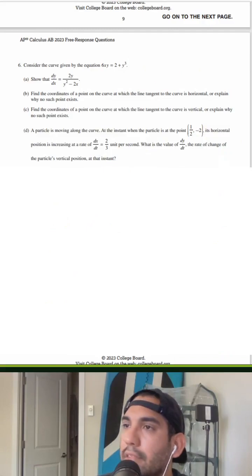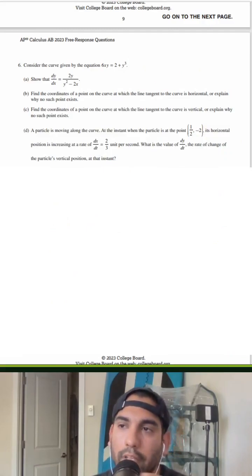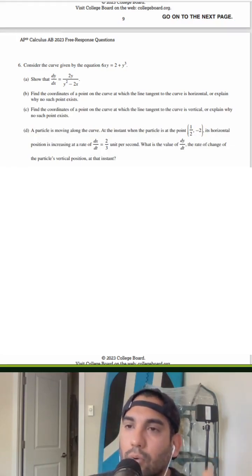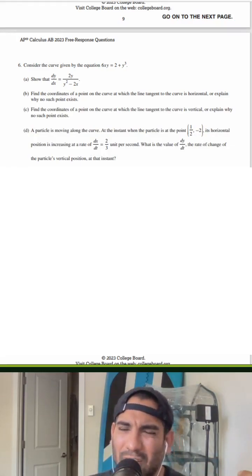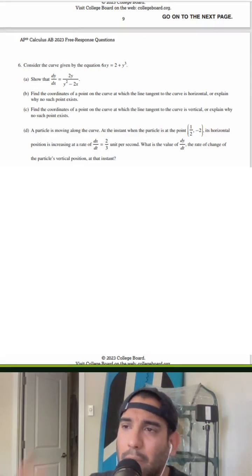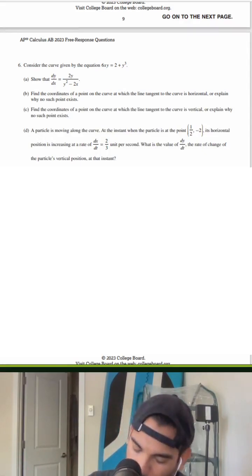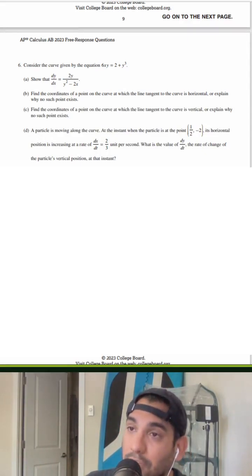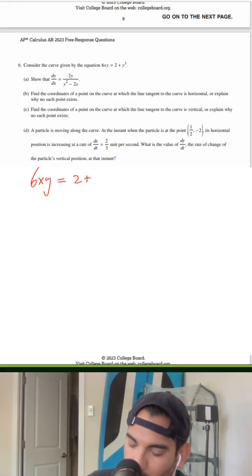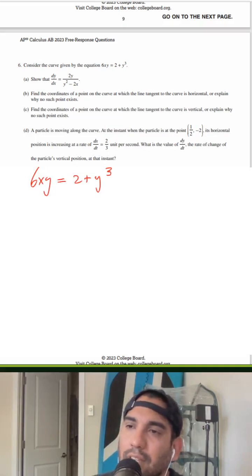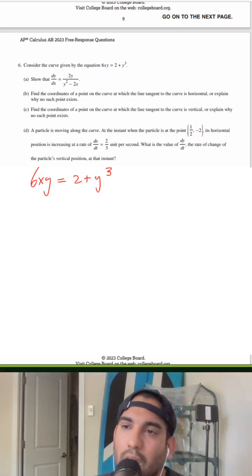Let me clear this. Part D was a little confusing because they tell you that the point is (1/2, -2). Its horizontal position is increasing at dx/dt equal to 2/3. They just all of a sudden introduced the dt. What's going on here? But they want the value of dy/dt. So again, this one stunned me a little bit because I'm like, what? Where is my dx/dt? What's going on? Well, what we have to do here is take the derivative of this in terms of t. So think of it like a related rates.